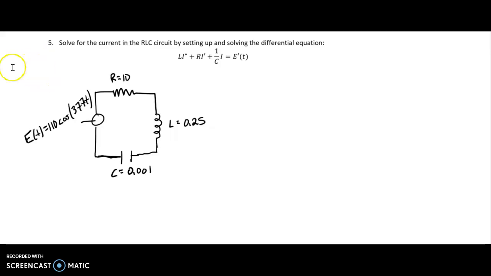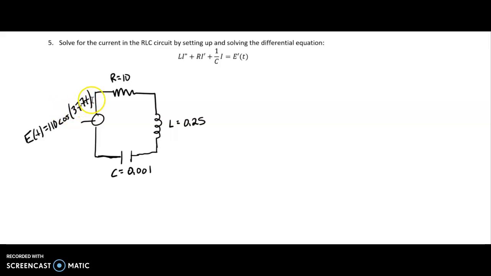All right, this here is our second electricity problem. This one's a little bit different from the previous one because this is a function that changes over time, so its derivative is not zero. We're using this equation, resistance, inductance, capacitance, and the energy applied.